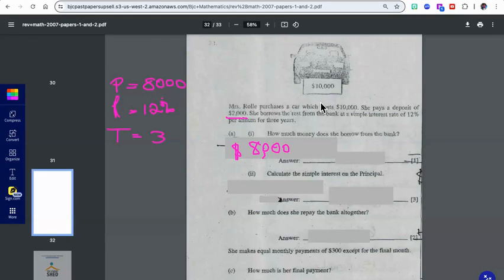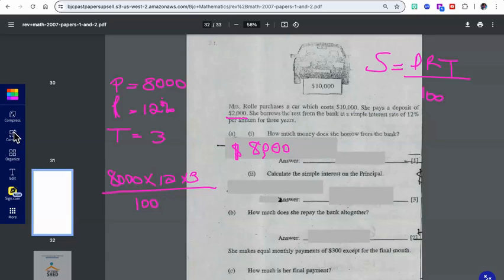Okay. So let's calculate the simple interest on the principal. We need to pull out the formula. And if you memorize it enough, you'll get it. Simple interest is equal to P R T divided by 100. So let's substitute what we know. Principal is 8,000 times rate is 12 times T is 3, divided by 100.